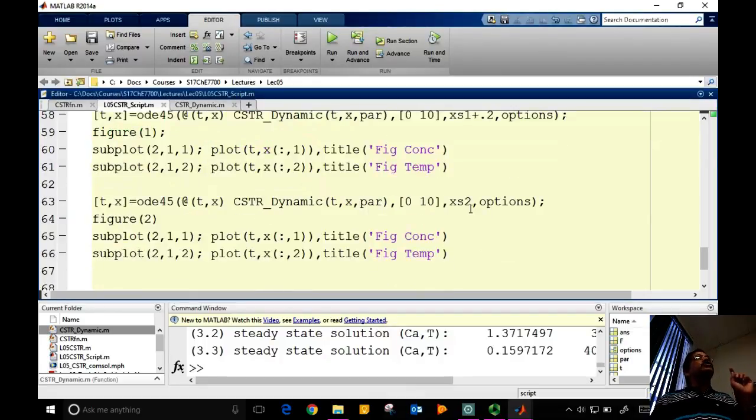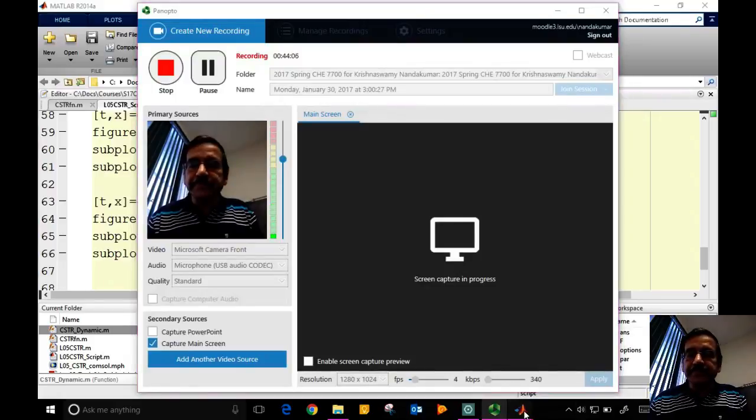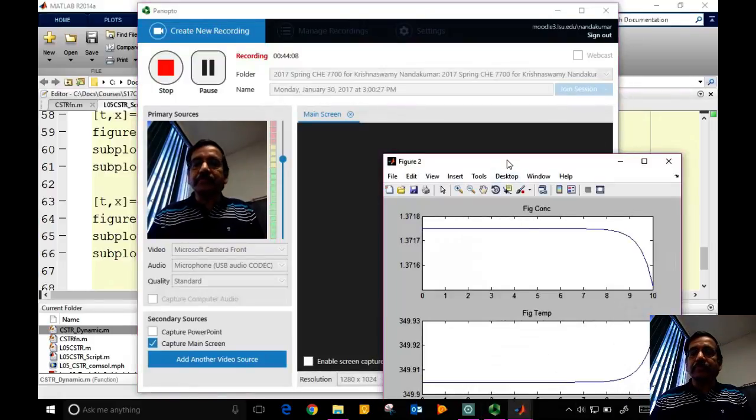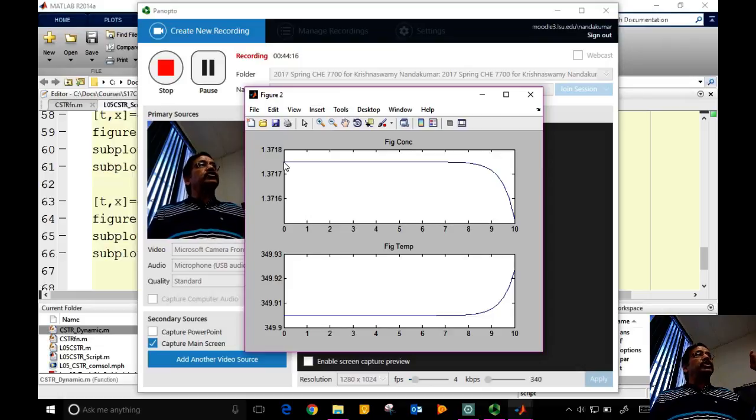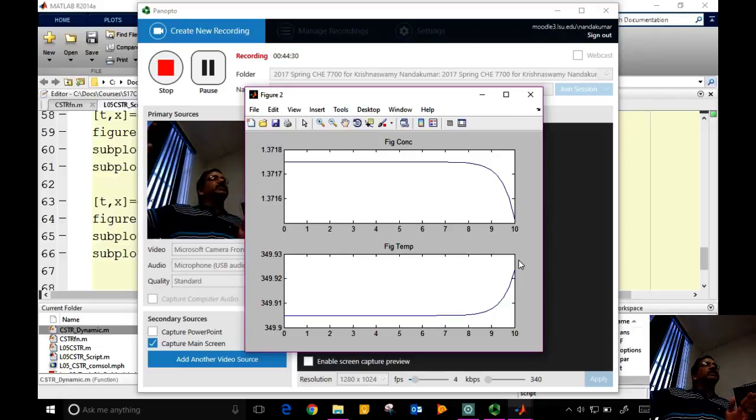Here I'm starting with XS2. That's a steady state that's supposed to be unstable, right? So I look at figure 2, oops. And can you explain this? What's happening in figure 2? This was the steady state for the second solution, right? So it is taking a long time, seems to be stable, but eventually it goes away and there is not enough time for it to reach a new steady state. If I had increased from 10 to 50, it would go to the second steady state.